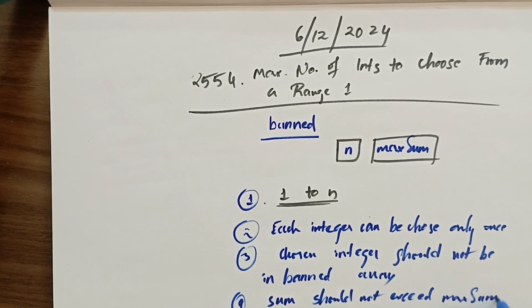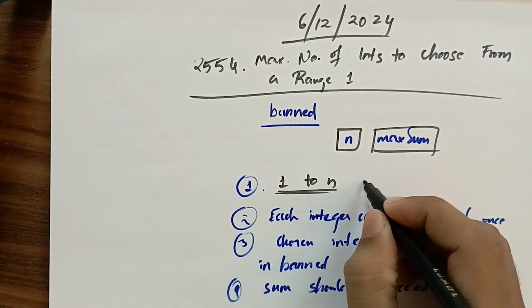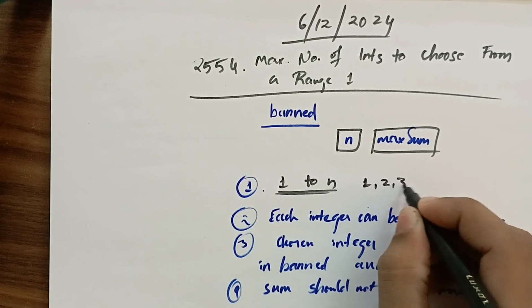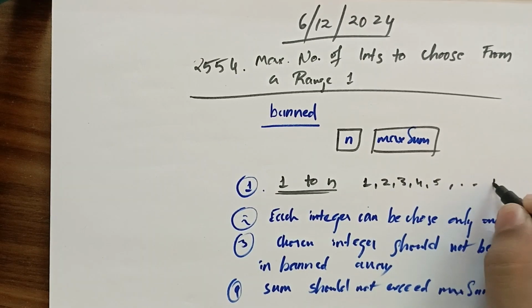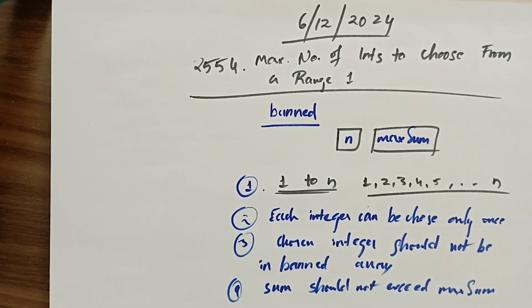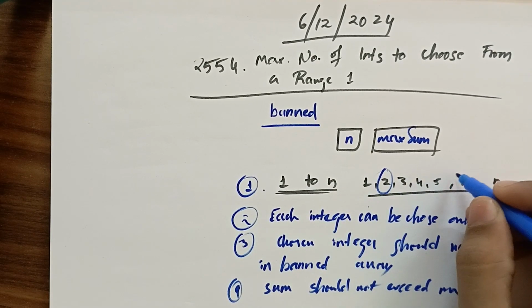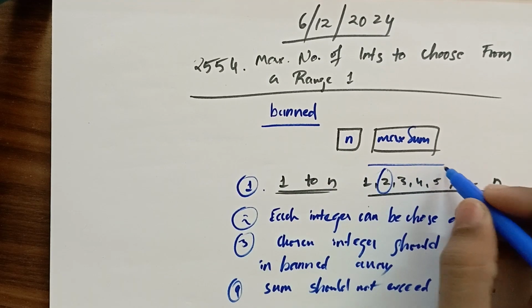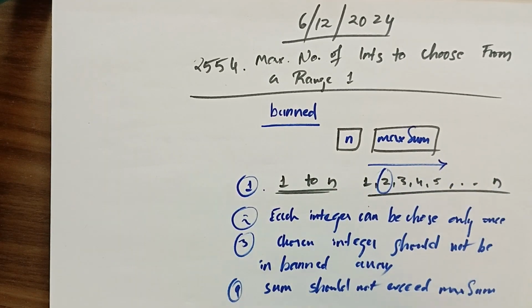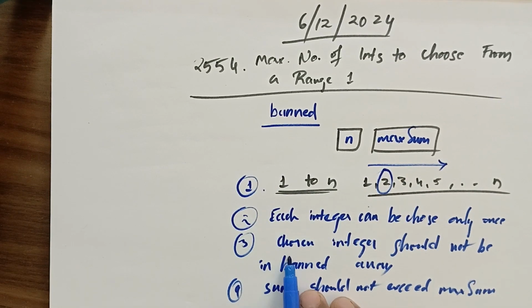So the first condition is 1 to n. So we will be iterating from 1, 2, 3, 4, 5, 6 and so on. So this is our first observation. And the second is each integer can be chosen only once. That means if you have chosen 2, we should not choose this 2 again. That means we should go forward and we should not come backward and choose the same element once again, and the chosen integer should not be in band.